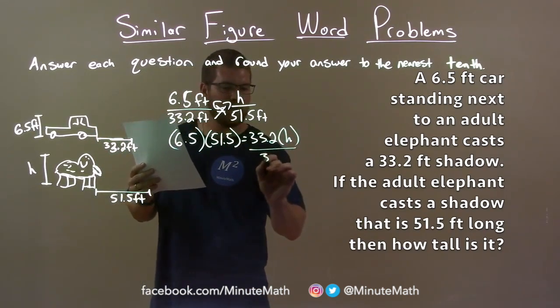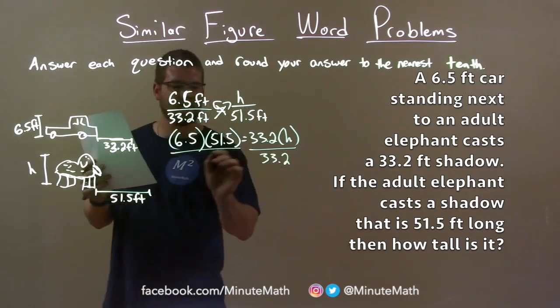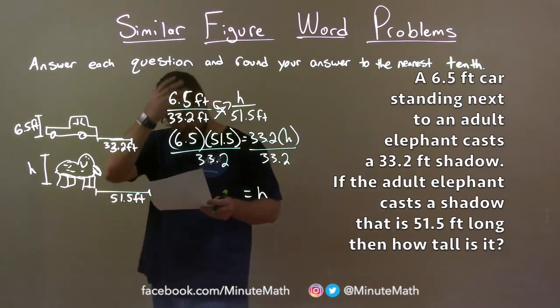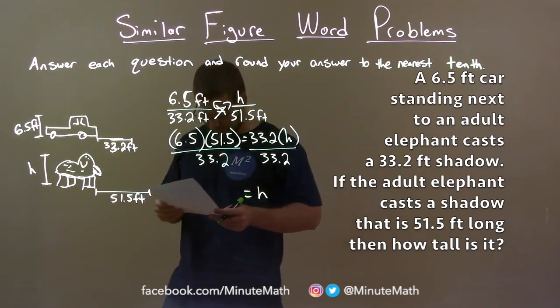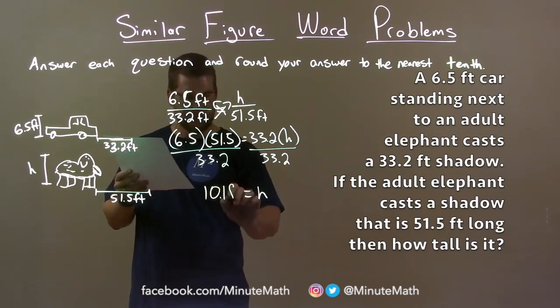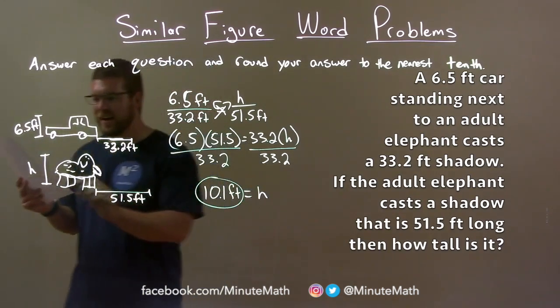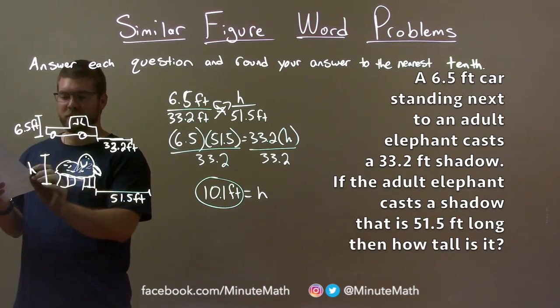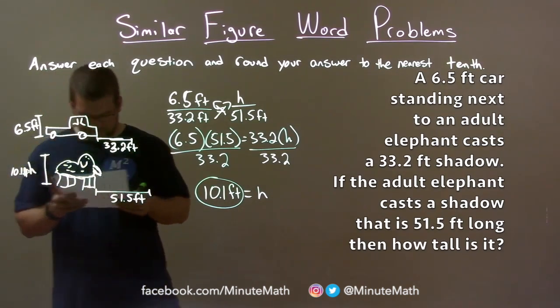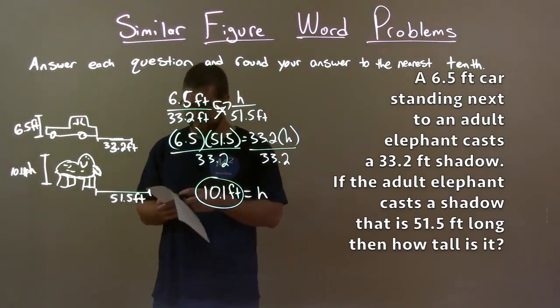We divide both sides by 33.2 to get h by itself. And our height here of the elephant, we take 6.5 times 51.5 divided by 33.2, we get 10.1 feet. And so the height of our elephant here is, I don't think it's going to fit, but 10.1 feet. All right? After all that.